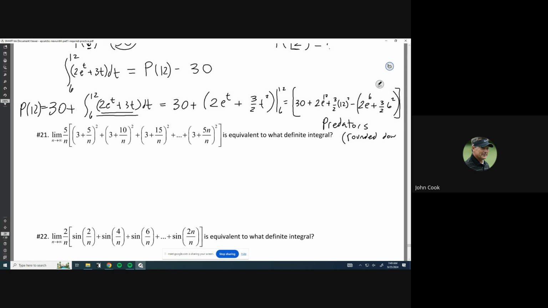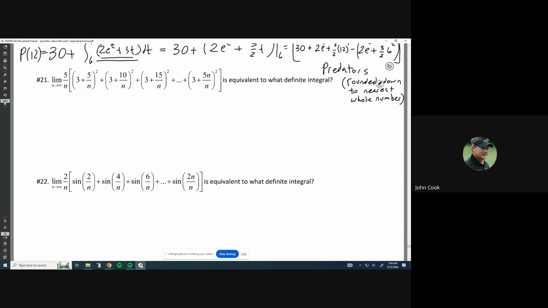down to the nearest predator, or nearest whole number. You want to round down because you wouldn't want to count like 0.5 of a predator or 0.3 of a predator. Kind of a little bit morbid to think about. Oh yeah, it's like a leg and a tail or something like that. I don't know.